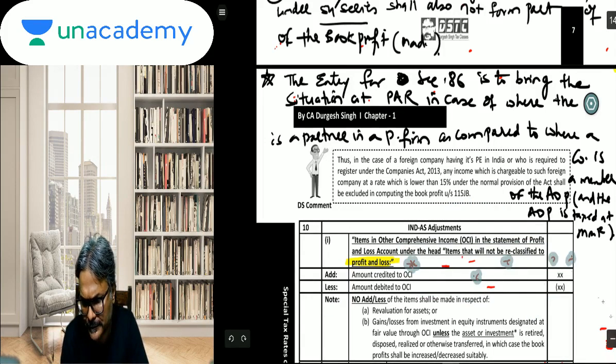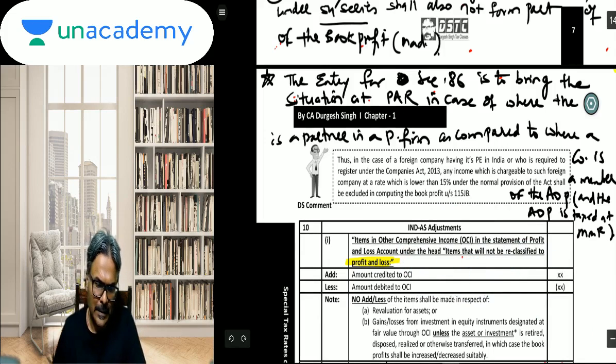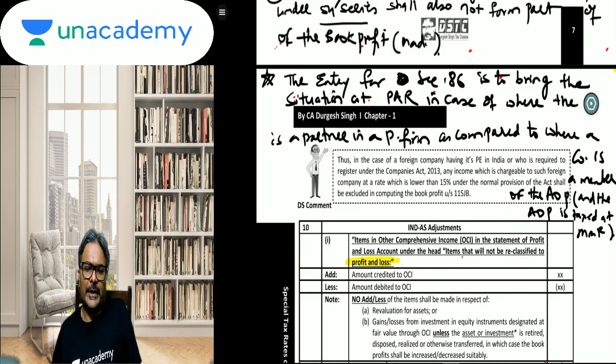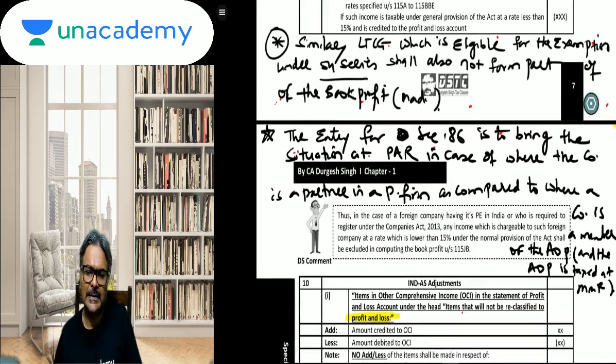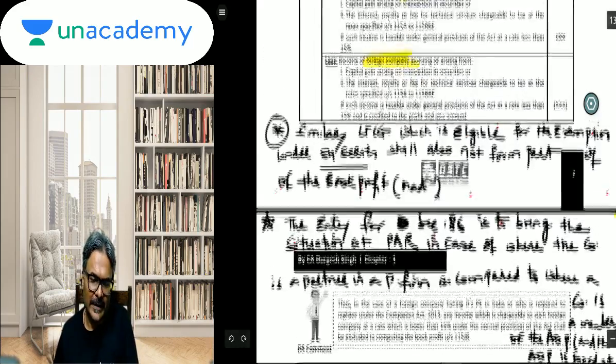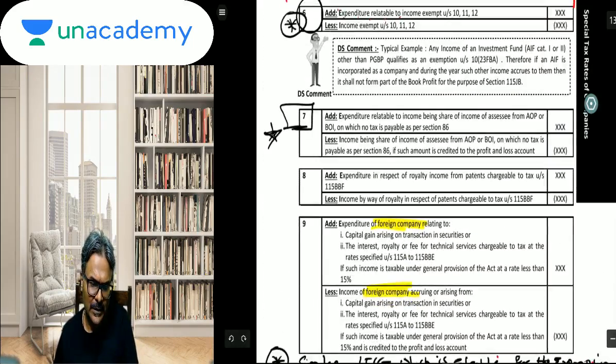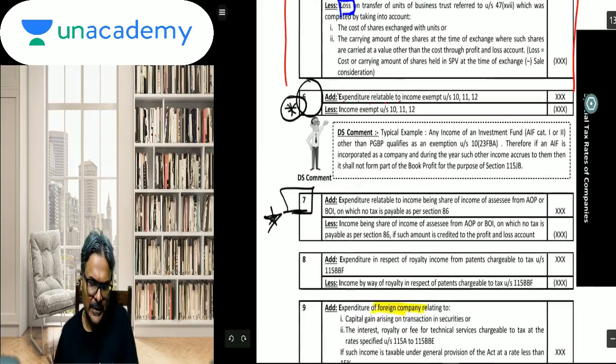Okay, students. So the entry for section 86 is to bring the situation at par in case where the company is a partner in a partnership firm as compared to where a company is a member of the AOP, in the bracket, and the AOP is taxed at MMR. Fine. So this is what you will look into in terms of the section.